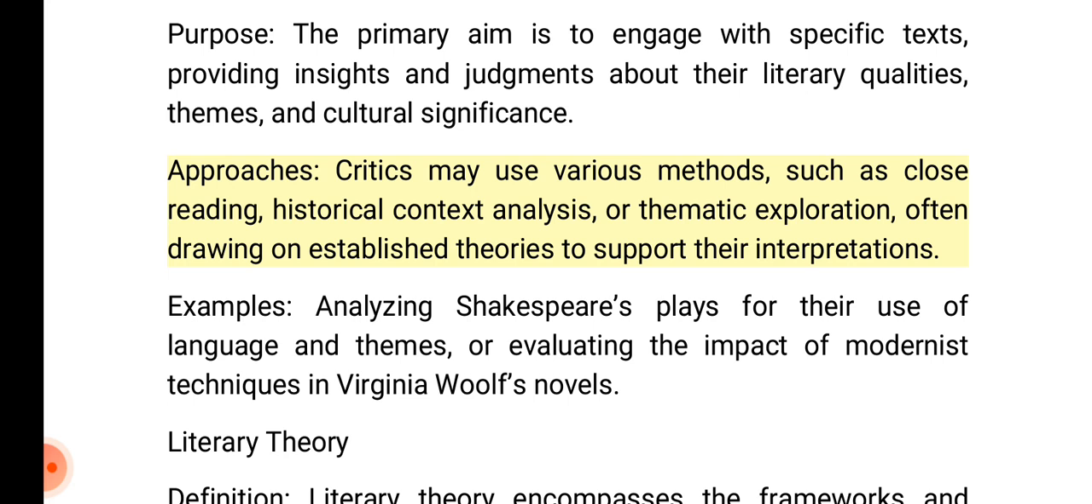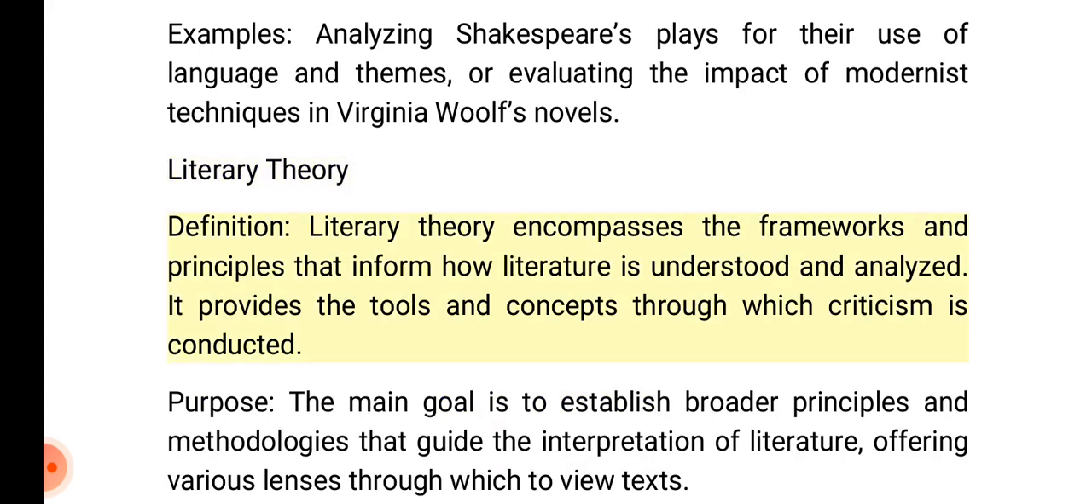Approaches. Critics may use various methods, such as close reading, historical context analysis, or thematic exploration, often drawing on established theories to support their interpretations. Examples. Analyzing Shakespeare's plays for their use of language and themes, or evaluating the impact of modernist techniques in Virginia Woolf's novels.